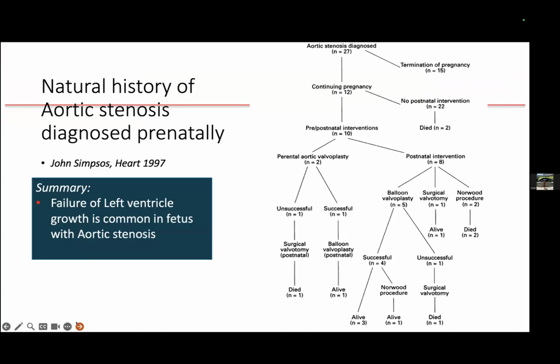It was described long back, almost in the 1990s itself, by the John Simpson group, where they selected 27 fetuses, and out of that, only 2 underwent fetal aortic valvulotomy, and they found that 60% of them progressed to develop hypoplasia of the growth of the left ventricle, and they required the single ventricle pathway.